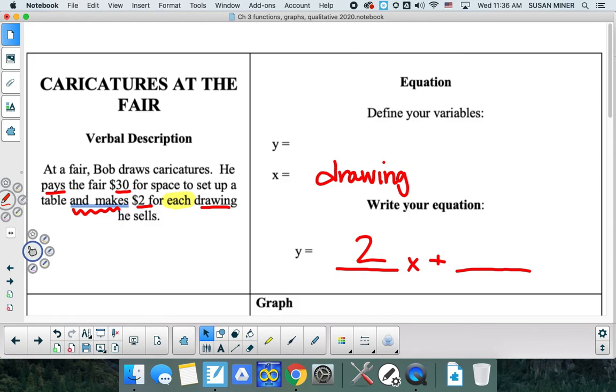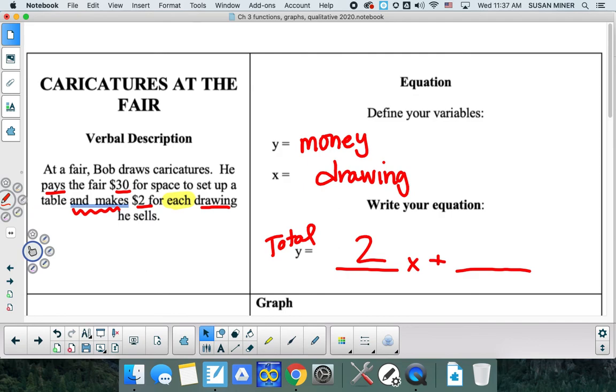Now, what is it that I'm looking for? What's my total here? What does my Y represent then? Total what? Well, I want to know total money, right? Total money that I'm making at the fair. Now, there's an important part of this. It says that first I have to pay up front. I have to pay $30.